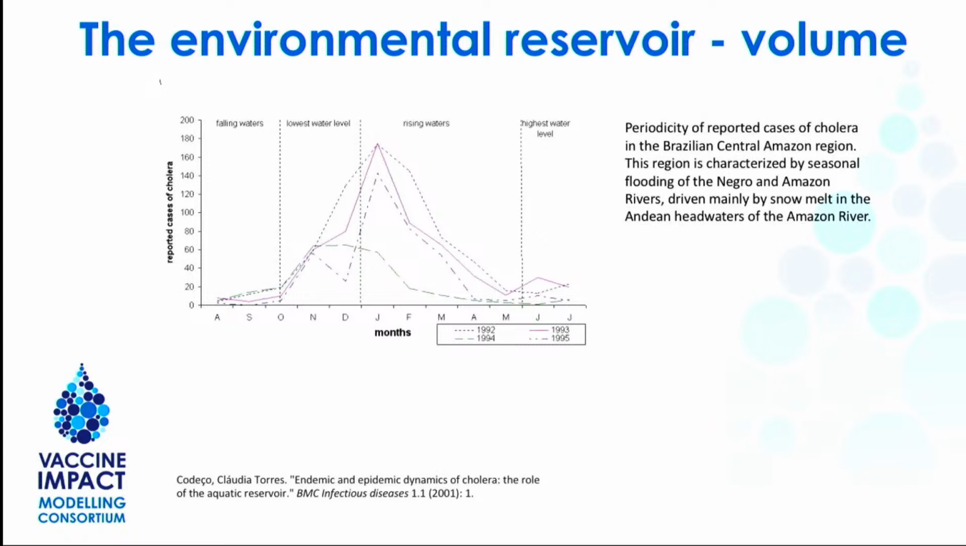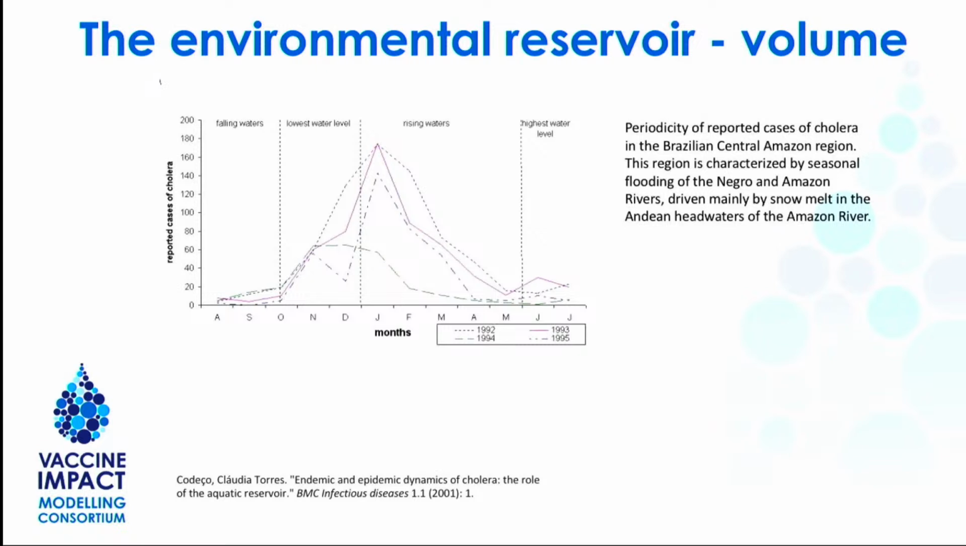So each of these curves is a reported number of cases of cholera in the Brazilian Central Amazon region. And they've split this figure by months along the x-axis, and they've split it also by water levels. So here we've got falling water, here we've got our lowest water level, and here we've got rising water volume, and then the highest water level. And each of these curves is just a different year that they were looking at.